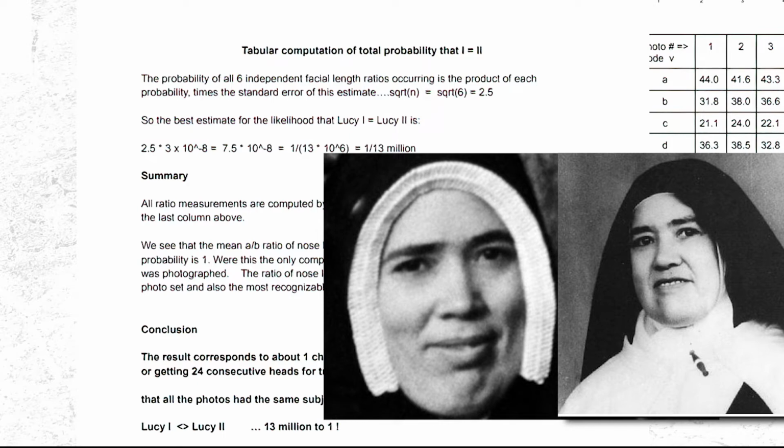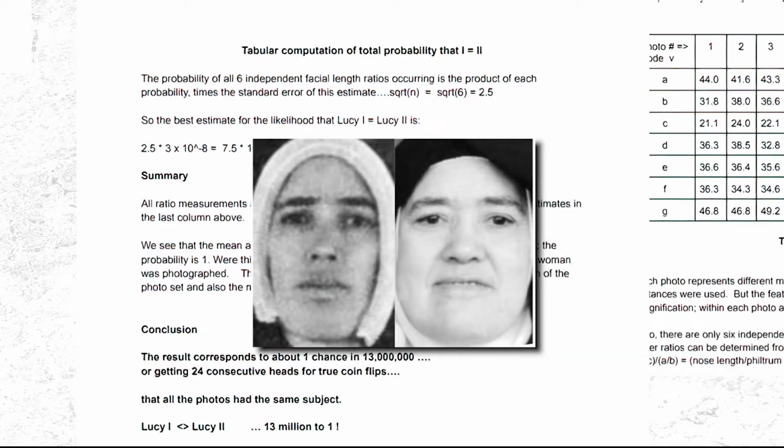Conclusion, the result corresponds to about 1 chance in 13 million. Or getting 24 consecutive heads for true coin flips, that all the photos had the same subject. That Lucy 1 and Lucy 2 is the same person is 13 million to 1. Please, go read the report.